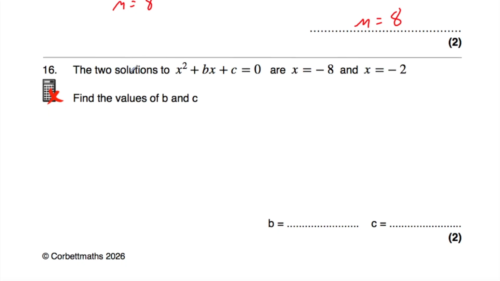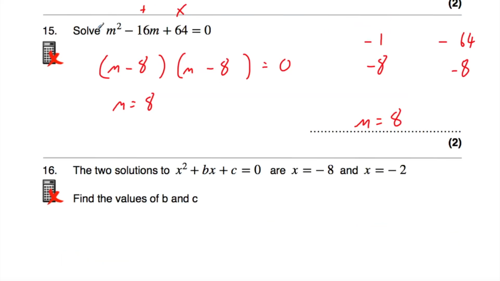Question number 16, we're told this time the two solutions to x squared plus bx plus c equals 0 are x equals negative 8 and x equals negative 2. And we've been asked to find the values of b and c. So this time we've been given the answers, and we need to go back and find out what the question was. If we go back up to the last one, we were given that quadratic and we had to solve it to find out what m was.